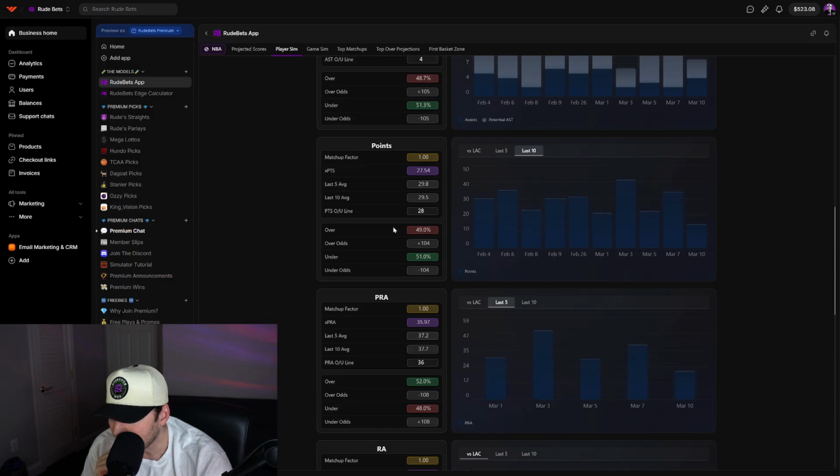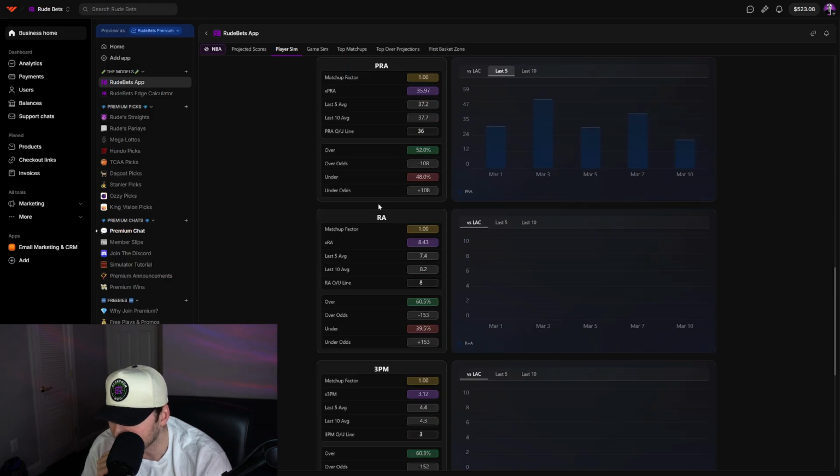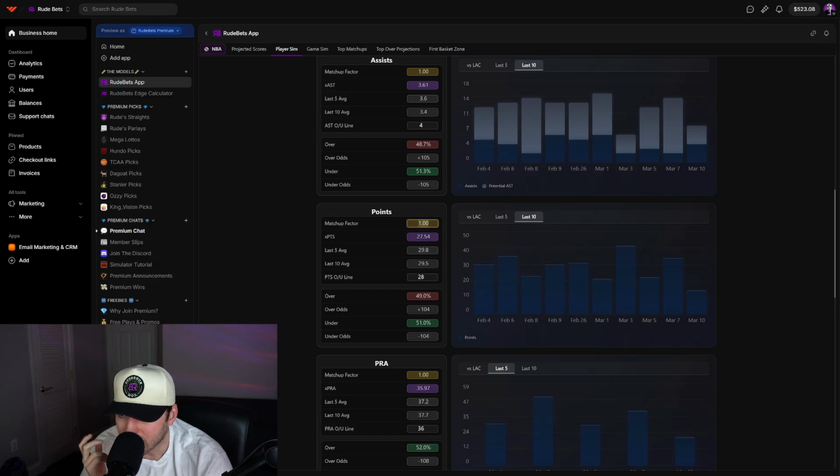So we're going to have the matchup factor. It's going to tell you a matchup factor. To clarify what this is: a rating of percentage or a multiplier of how many of the stat category the defense allows to that position compared to the NBA average. So in this case, 1.00 means that they are exactly league average when it comes to the points that they allow per game to shooting guards.